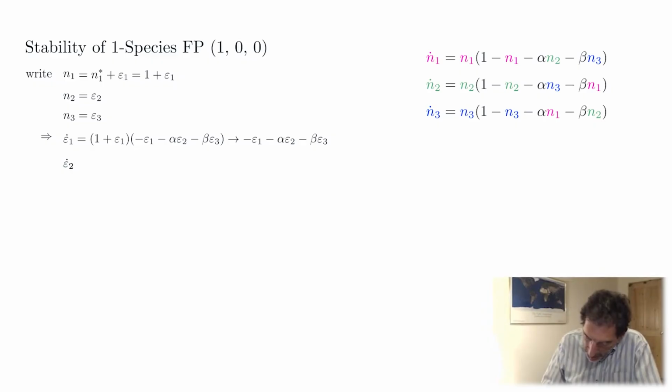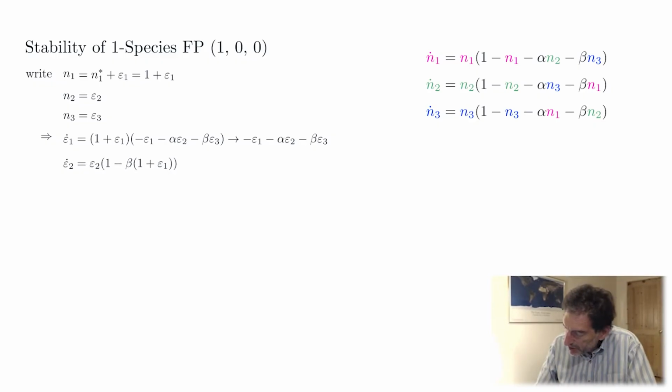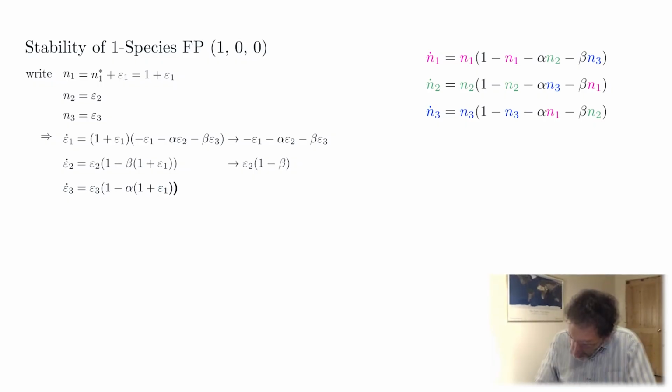Similarly, epsilon 2 dot, following exactly the same line of reasoning, is equal to epsilon 2 times 1 minus beta times 1 plus epsilon 1. Because n2 is 0, n3 is 0, only n1 is non-zero. And in the limit where epsilon is small, we keep only the linear terms, and so we're going to have epsilon 2 times 1 minus beta. And similarly for epsilon 3 dot, we'll have epsilon 3 times 1 minus alpha times 1 plus epsilon 1. And so this goes to epsilon 3 times 1 minus alpha.